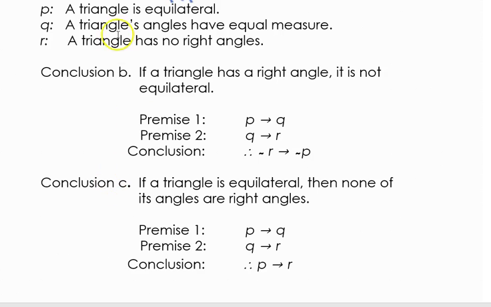Conclusion C. If a triangle is equilateral, the triangle's angles have equal measure, then if the triangle is equilateral, then none of its angles are right angles. This was our original premise that we read and conclusion, and this one is correct. If P, then Q. If Q, then R. Therefore, if P, then R.